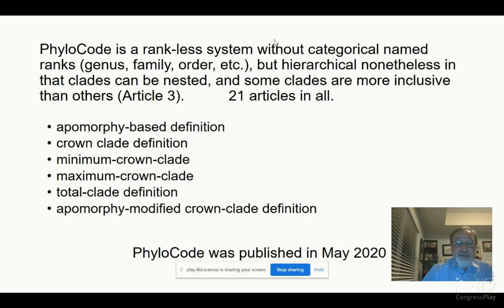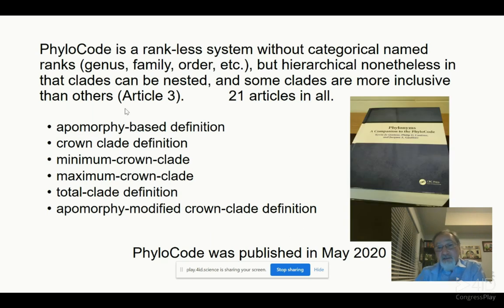So the final code is a rankless system without categorical named ranks, which is the system that we developed and used in revising the classification. It's a hierarchical system. The clades can be nested. Some clades are more inclusive than others. The final code was published in May, just last year, and it has 21 articles in all, so it's not that big. And these are some examples of other terms that are used and defined there for special case situations and so on that might be encountered.